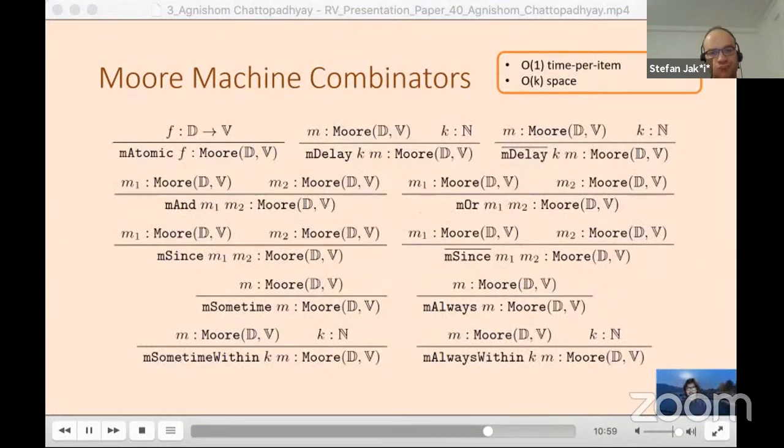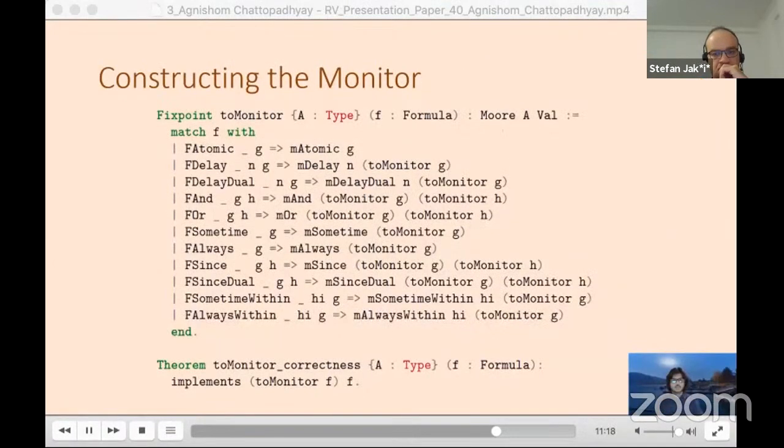Some of them, like those for P and H, need to maintain a buffer and consume space proportional to the constants that appear in the formula. This consumption of space is unavoidable. However, the time that each of them takes per item is O of 1 and independent of the constants in the formula. To construct the monitor for a given formula, we recursively traverse the structure of the formula, replacing each connective by the corresponding combinator.